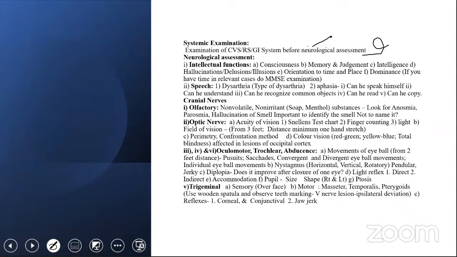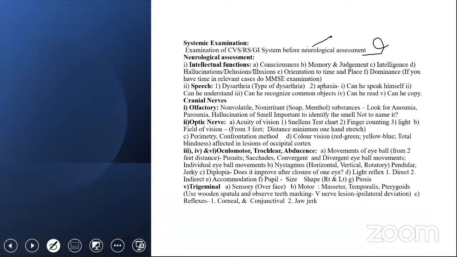Then the third, fourth, and sixth, oculomotor, trochlear, and abducens nerves, can be tested by movements of the eyeball from 2 feet distance: pursuit, saccades, convergent, divergent eyeball movements, and these are called the coordinated movements and conjugate eye movements. And for individual eyeball movements, you look for nystagmus: horizontal, vertical, rotatory, pendular, jerky. Diplopia: does it improve after closure of one eye? Then you look for light reflex, direct, indirect, and accommodation reflex, pupil size and shape, and ptosis.